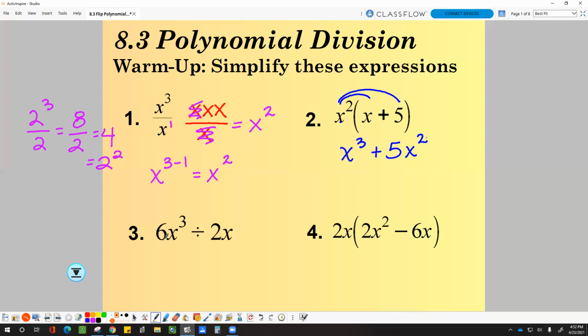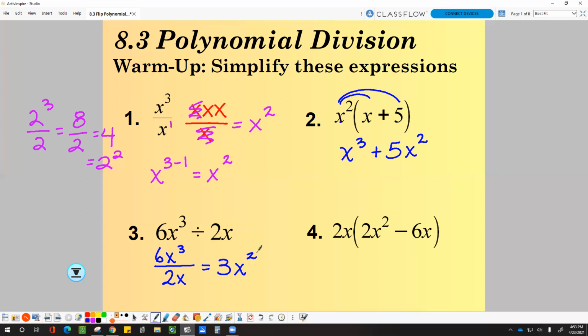Next, I have 6x to the third power divided by 2x. And this is an old school division problem. We don't usually write stuff like this anymore, but it's still a thing, y'all. I could write this problem as 6x to the third divided by 2x, and then it looks more like this problem that I just worked up here. I divide 6 by 2, and I get 3. And x to the third divided by x, we just figured out, is x squared.